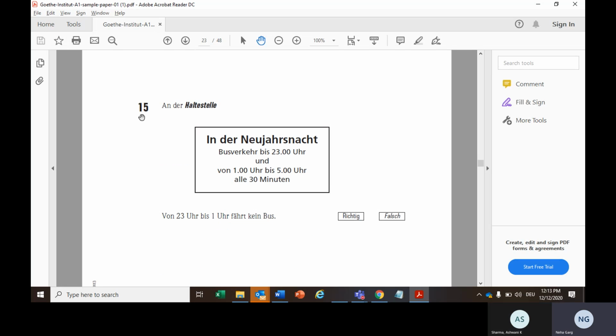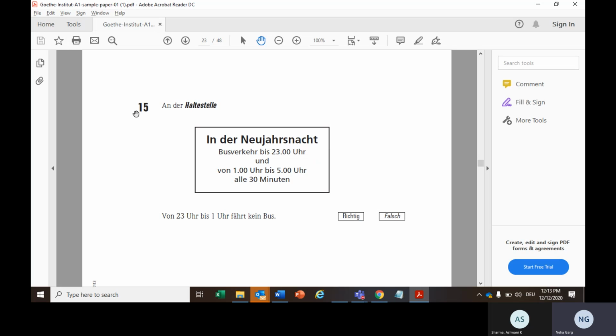Nummer 50. Haltestelle. That is like stop. Bushaltestelle oder nur Haltestelle is like bus stop. Say the word Bushaltestelle oder Haltestelle. Bushaltestelle oder Haltestelle. Both mean bus stop.